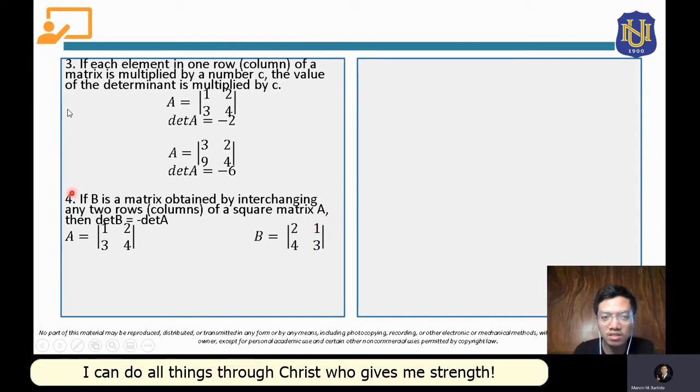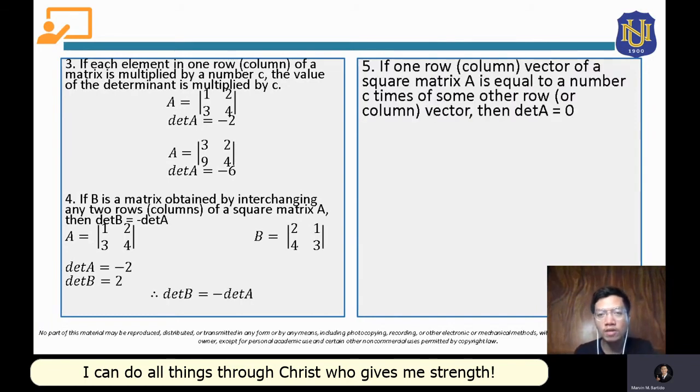From here we can use this fourth property: the determinant of B will just be opposite in sign to the determinant of A. So let's say the determinant of A is -2. The determinant of B will just be the opposite sign, so that will be +2. This is also a useful property of determinants.